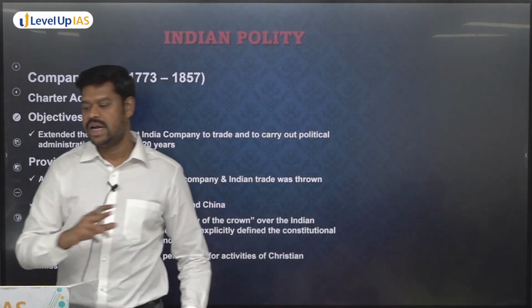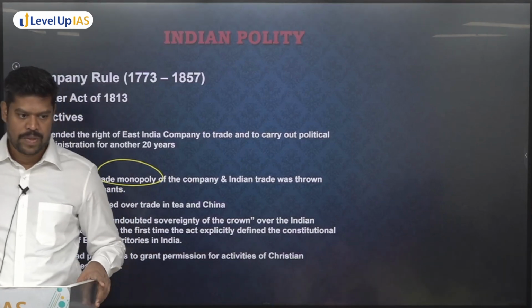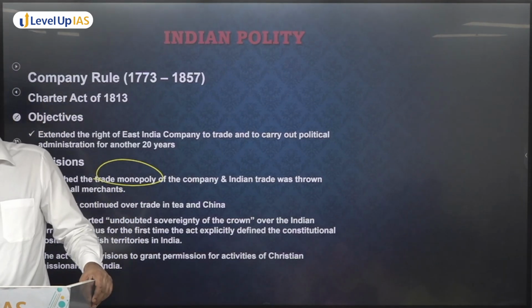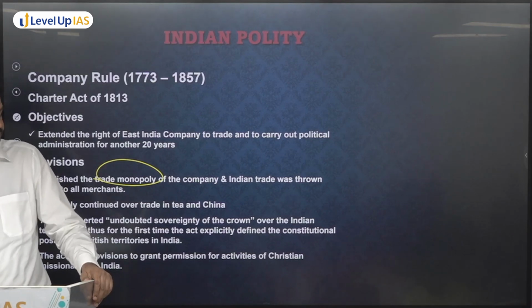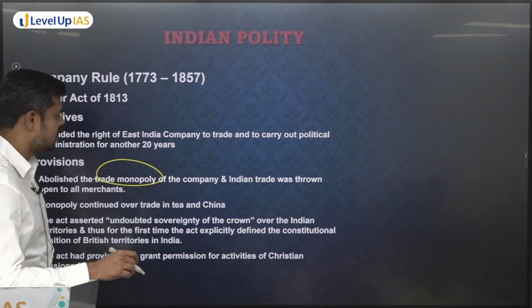What are the areas in which they still had the monopoly rights? Trade with China and trade in tea. So these are the 2 areas they still had monopoly rights. Okay. So other things have been taken away.